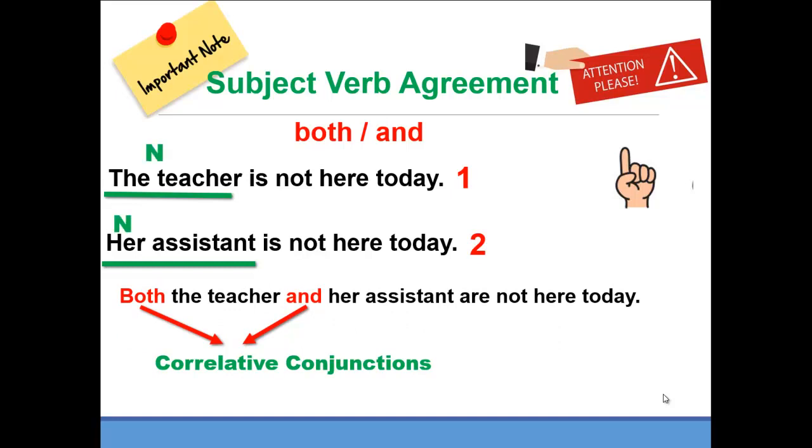The subjects of the two sentences are joined together. So the verb is going to be "are" because the subject is more than one. So it has to follow that subject-verb agreement.